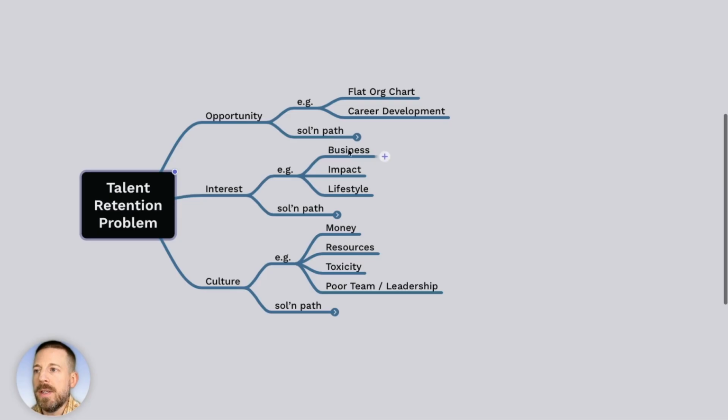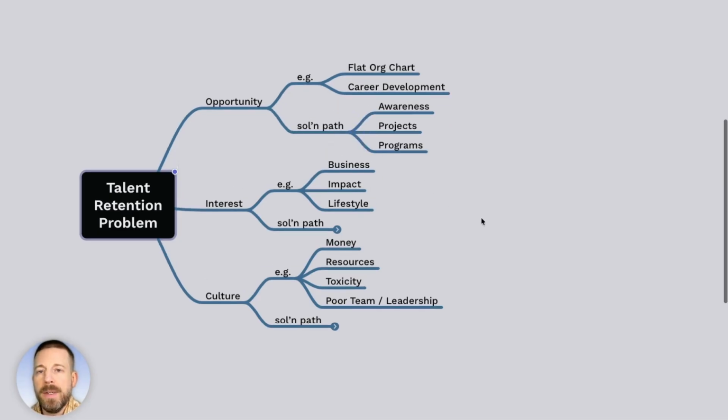So, in opportunity, our solution paths could be awareness to start. So, again, if we're talking about a flat org chart or even a career development issue, we need to start with being aware that those are our issues. But at the same time, awareness also means being aware of what's out there. So are they jumping ship because they want a different title? Are they jumping ship because those different titles give them different opportunities?